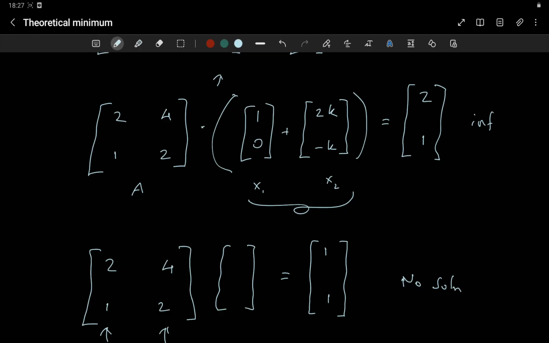Whenever you encounter a question like Ax = b, and whether the solution exists, whether it's unique, or no solution, or infinite solutions, this is how you need to think. Okay, fine.